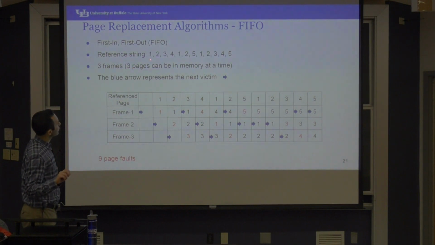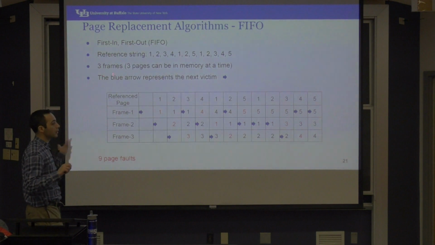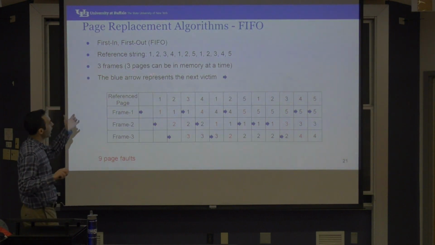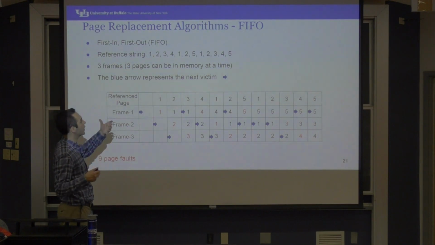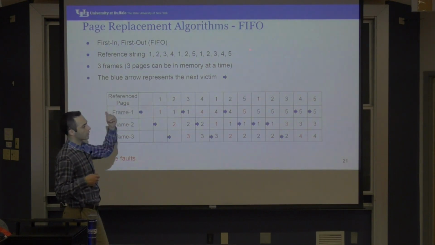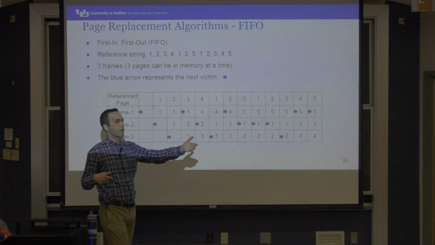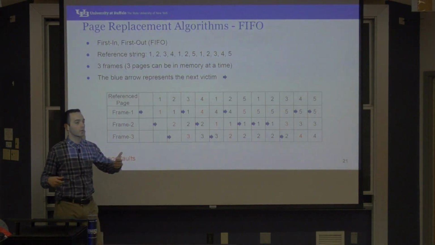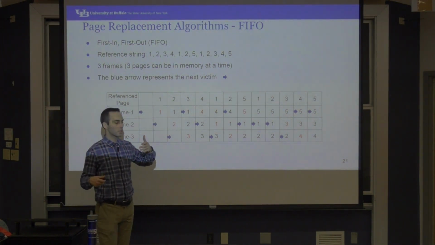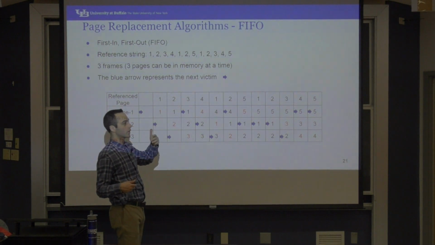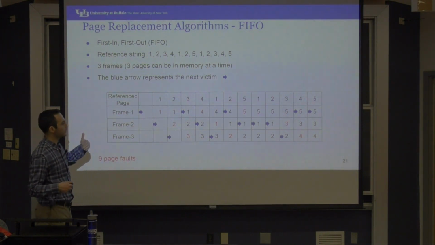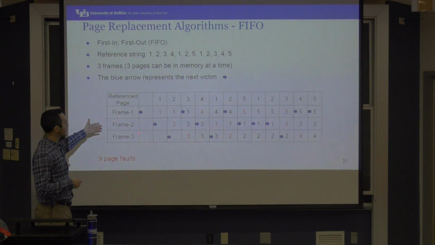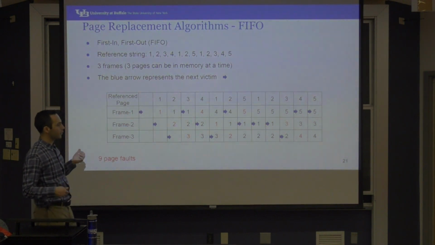So here is an example. We have the reference string, and let's say we have a very limited physical memory with 3 frames, so at any given time 3 pages can be in the memory. But which 3? So let's see. The first algorithm is FIFO, meaning the first page that you bring into the memory is going to be your first victim, right? The oldest one that you bring in is going to be the first one that is going out, right?